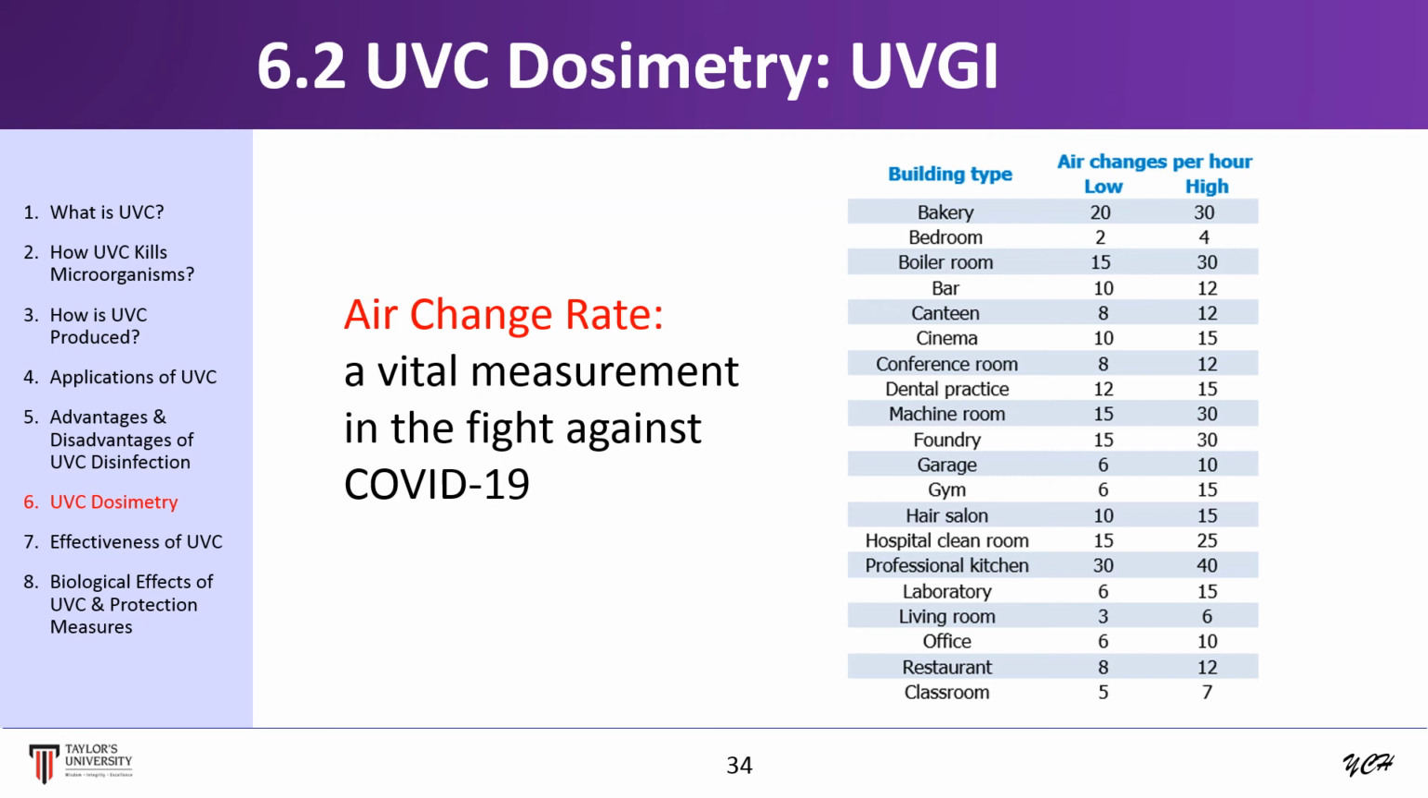different building types. For example, here in a bakery, we need an air change at least 20 to 30 per hour. And for a conference room, 8 to 12. And for hospital clean room, it should be 15 to 25 air change per hour.